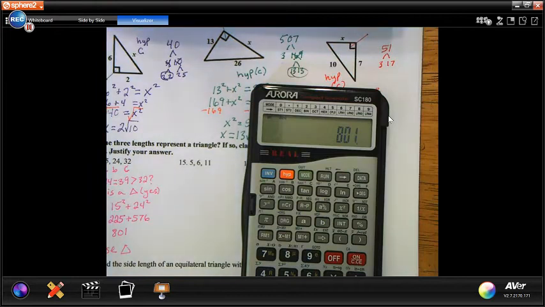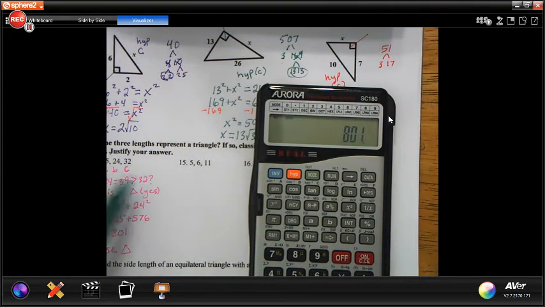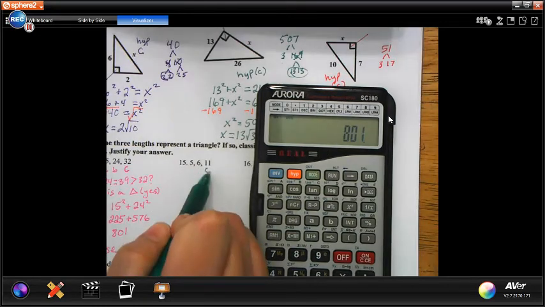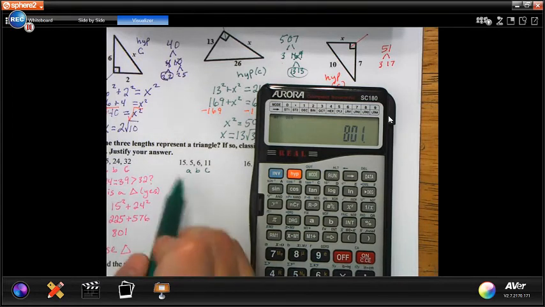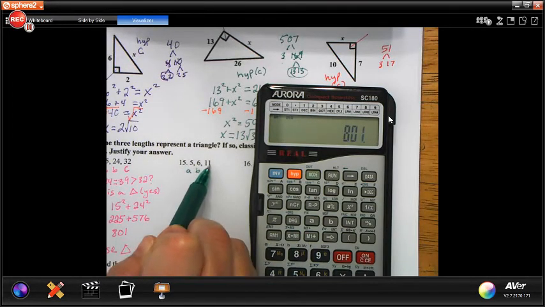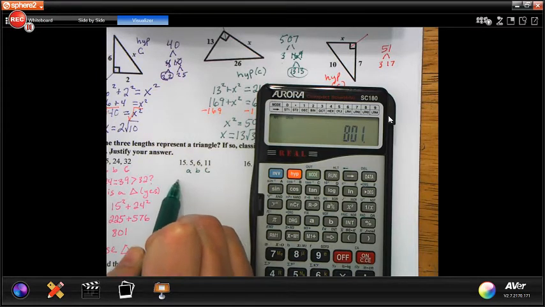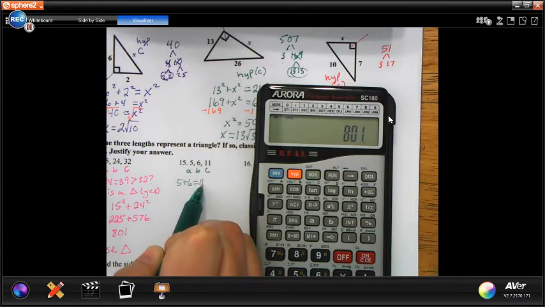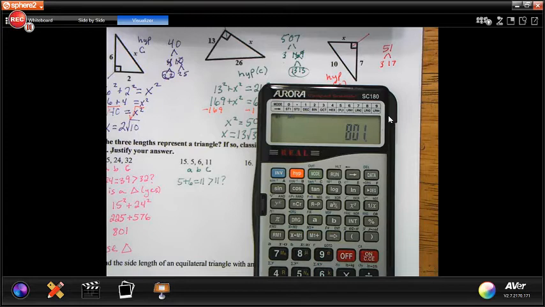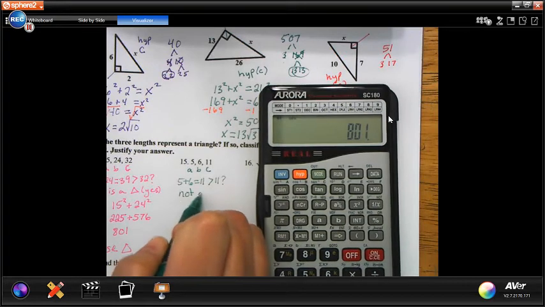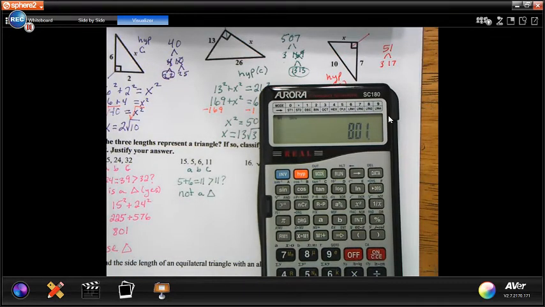Okay, so for number 15, we start off the same way, label our A, B, and C. C is the biggest number, so A and B are the other two. We have to figure out if the smaller two add up to bigger than the big one. So 5 plus 6 equals 11. Is that greater than 11? It is not. 11 is not bigger than 11. 11 is equal to 11. It's not bigger. So then it's not a triangle. And since it's not a triangle, we can't determine if it's an acute, right, or obtuse triangle because it has to be a triangle to be one of those.